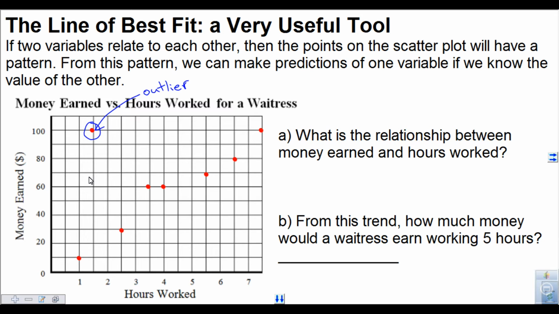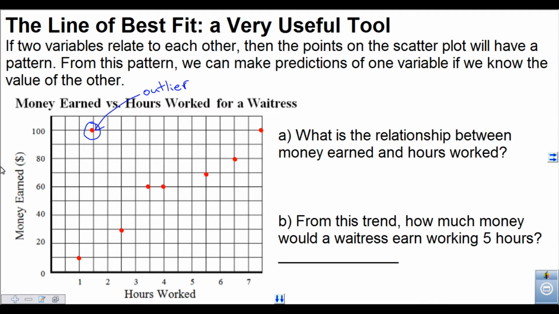Right now I'll ask you to just ignore the outlier, because maybe that's a one-off thing. This person worked an hour and a half and made $100. Maybe they got a really great tip or something. As you'll see later on, if you study data management, you'll come up with some rules about whether you should include or exclude an outlier. But right now, we're going to just ignore an outlier and look at these dots over here.